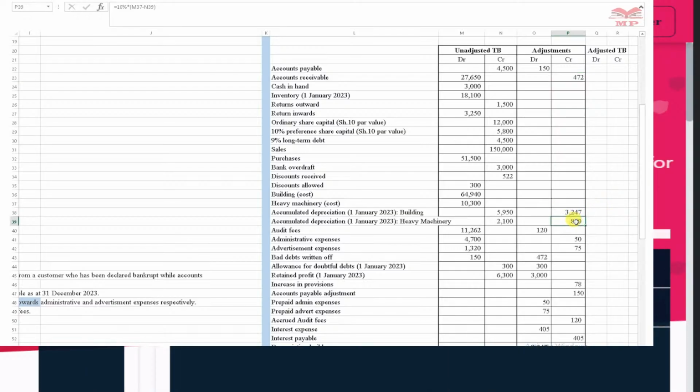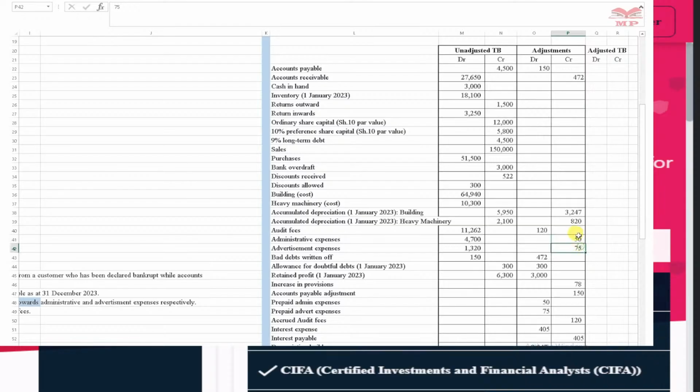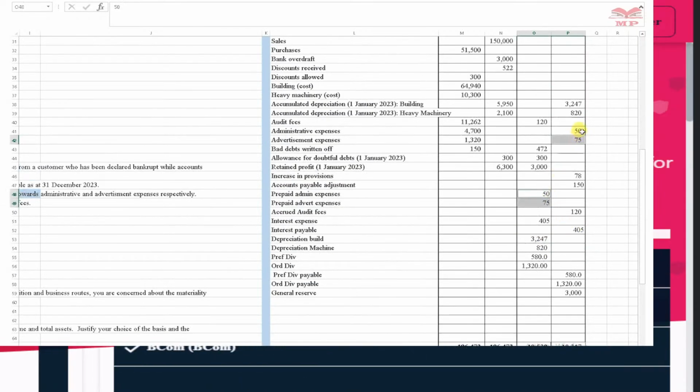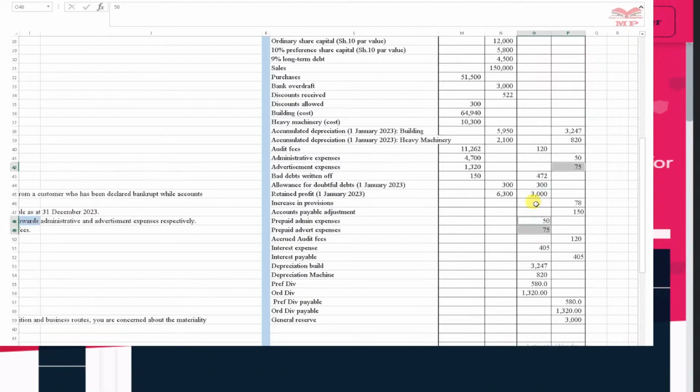That one has actually been picked, so it's 10%. We added that 120. The 50 and 75 is balancing off with the 50 and 75 right over here. You can see the 50, 75, 50, 75. And then we have this 120.